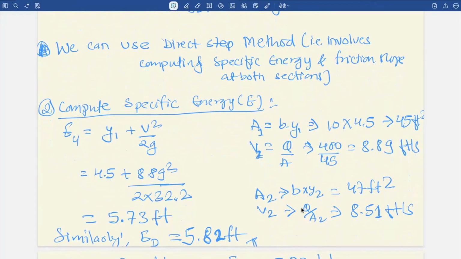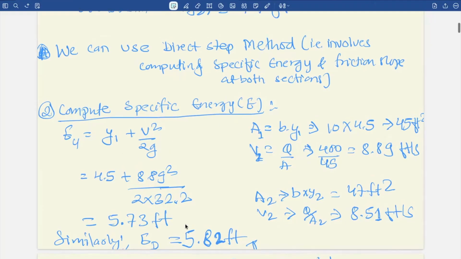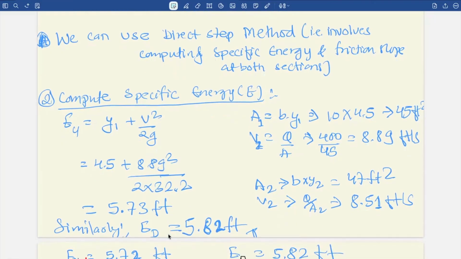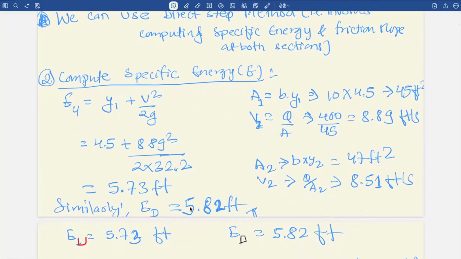Similarly, for downstream area and velocity, we can do the same process since we already know the y2, y1, all those values. So we just input in the formula, and we have area 2 as 47 feet squared, and velocity V2 as 8.51 feet per second, and we use the same formula for downstream specific energy as well, and our downstream specific energy is 5.82 feet.